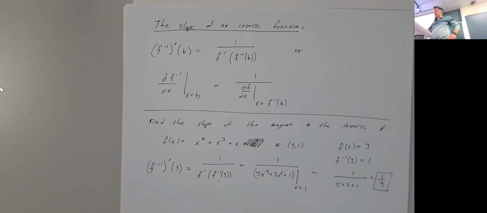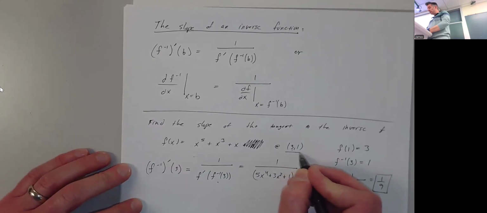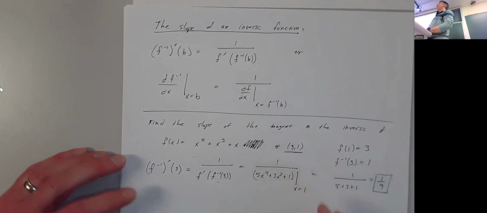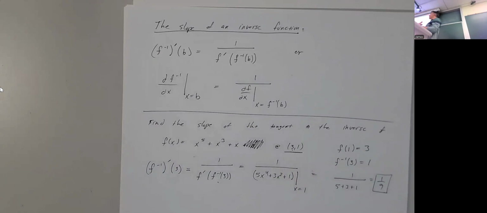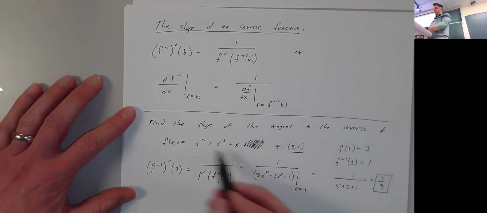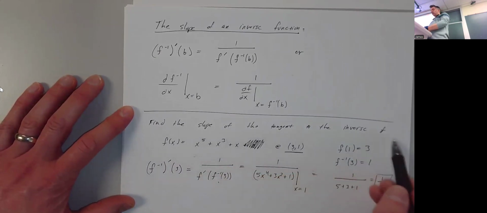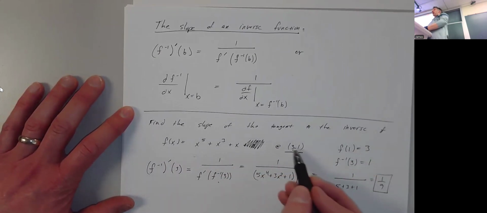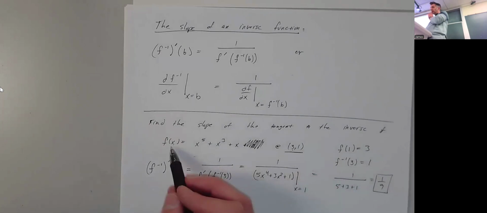But also they gave us the point here, right? They told us that for the f inverse function, and I didn't make that super clear when I wrote it down, but they're telling us to find the slope of the tangent line to the inverse of f at this point that's on f inverse. So they're telling us f inverse of 3 is equal to 1, but we can also see that by looking at this function here.